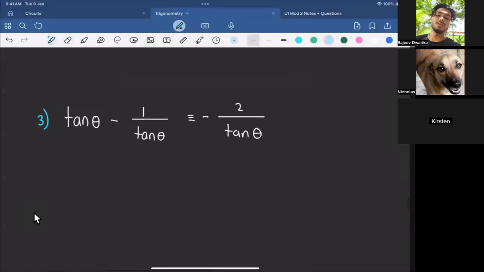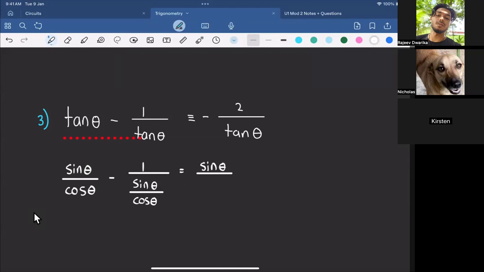First things first, we're going to replace tan theta and cot theta. So I'm going to write sine theta over cos theta, minus one, all over sine theta over cos theta. And that would be equal to sine theta over cos theta minus what? Cos theta over sine theta.